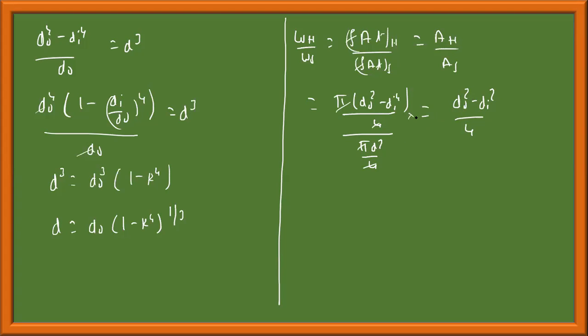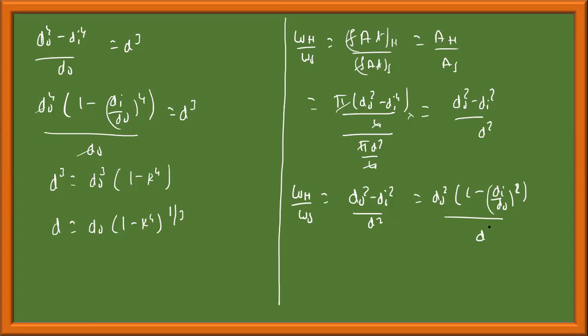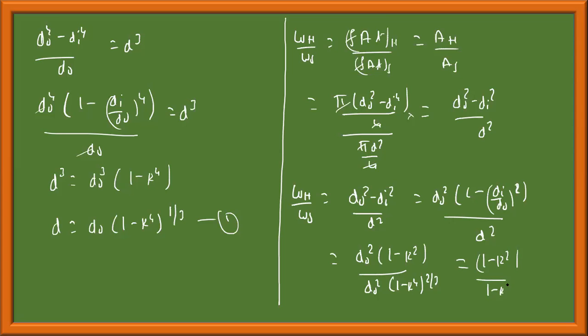This 4 also cancels. Sorry, by d square, right? d naught square minus di square by d square. Weight of hollow by weight of solid. If I take d naught square common, it is d naught square into 1 minus di by d naught the whole square by d square, which is equal to d naught square into 1 minus k square by d square. d square is, d naught square into the whole square is 1 minus k power 4 raised to the power 2 by 3, which is equal to 1 minus k square by 1 minus k power 4 raised to the power 2 by 3.